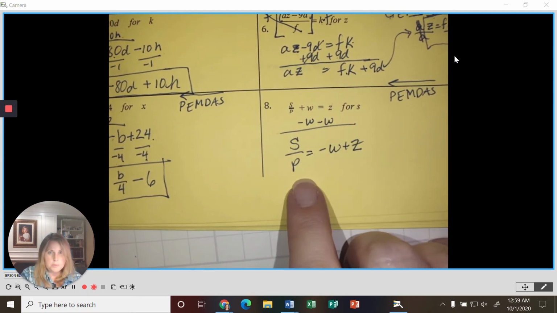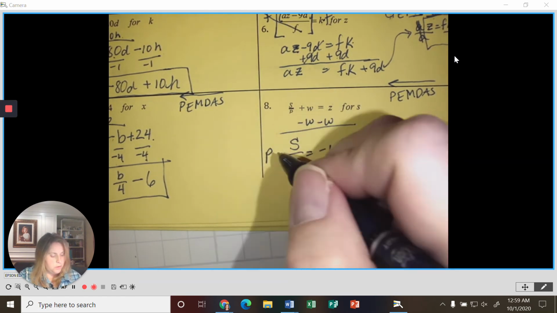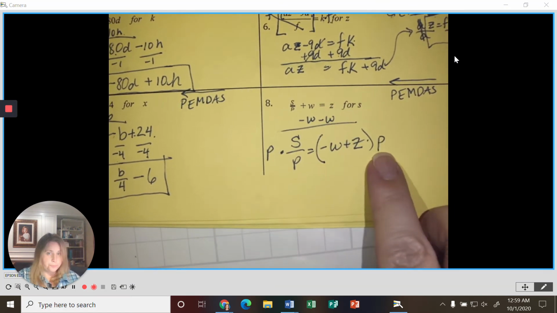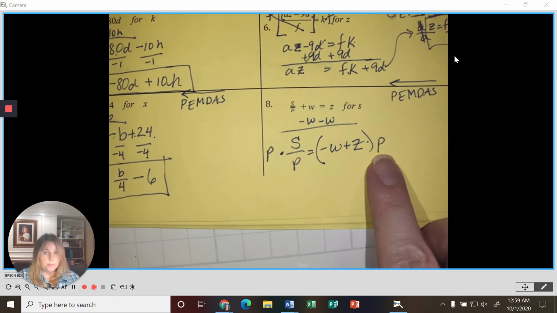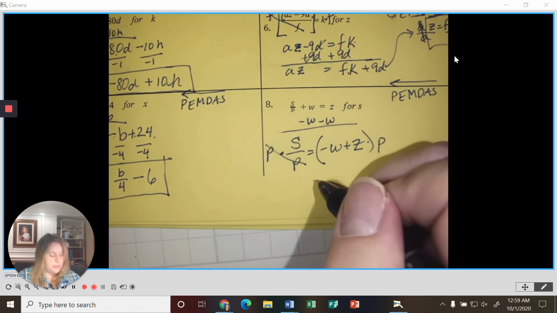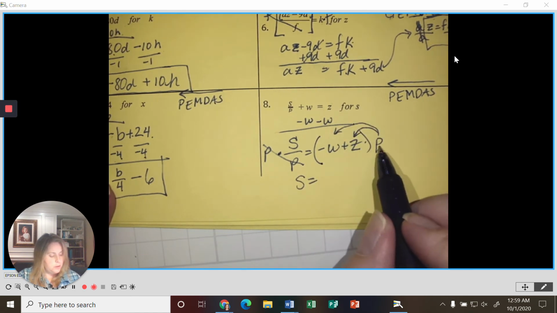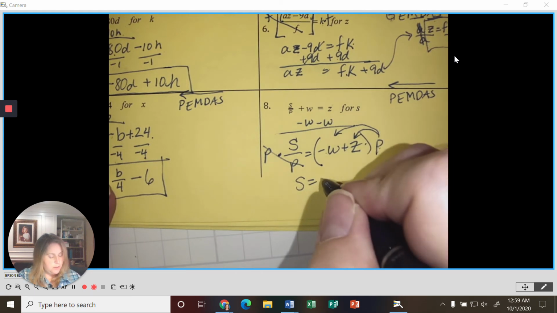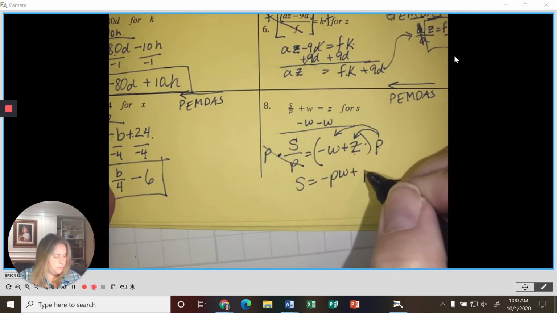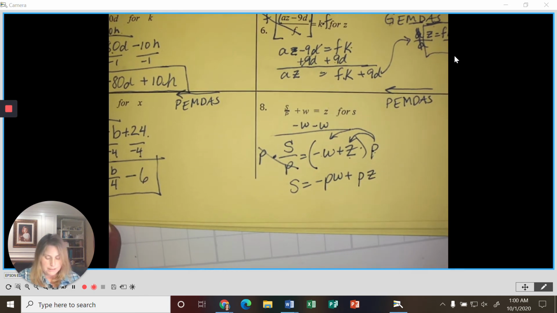And s is being divided by p, so we want to multiply by p. Remember, whatever I do to one side, I have to do to the entire other side. So we put the parentheses, so we remember to multiply the entire side by p, not just one of the terms. On the left side, those p's will cancel out, s equals, and then on the right side, we will distribute. So p times negative w is negative pw, and p times z is plus pz. So s is equal to negative pw plus pz.